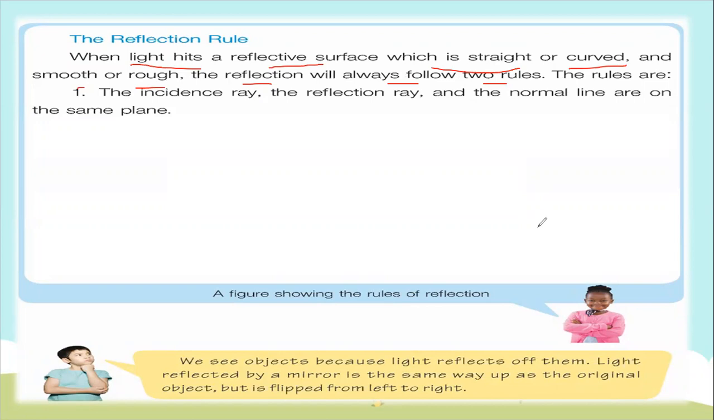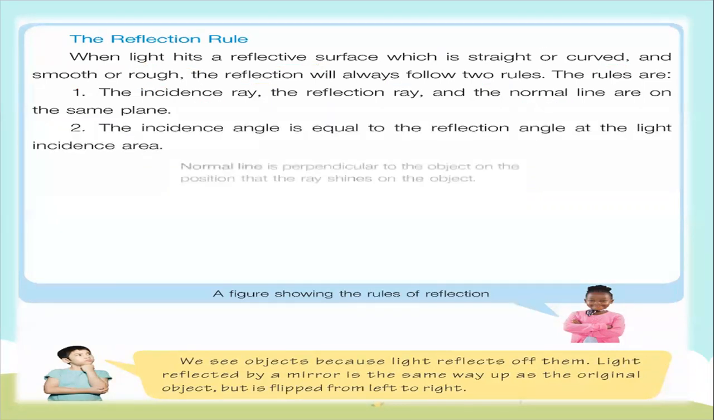So the reflection will always follow two rules. Number one, the incidence ray, the reflected ray, and the normal line are on the same plane. Okay, so both are on the same plane. Now, number two, the incidence angle is equal to the reflection angle at the light incidence area. The normal line is perpendicular to the object at the position where the ray shines.